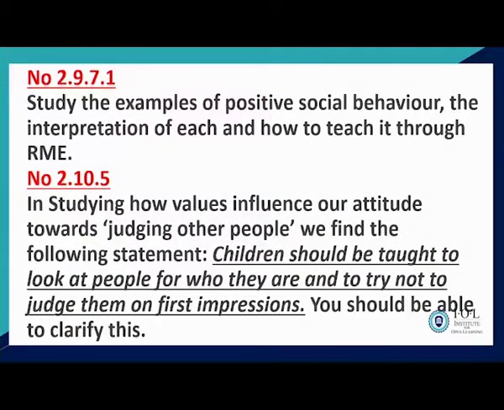In number 2.9.7.1, study the examples of positive social behavior, the interpretation of each and how to teach it through RME. In number 2.10.5, in studying how values influence our attitude towards judging other people, we find the following statement. Children should be taught to look at people for who they are and not try to judge them on first impressions. You should be able to clarify this statement.